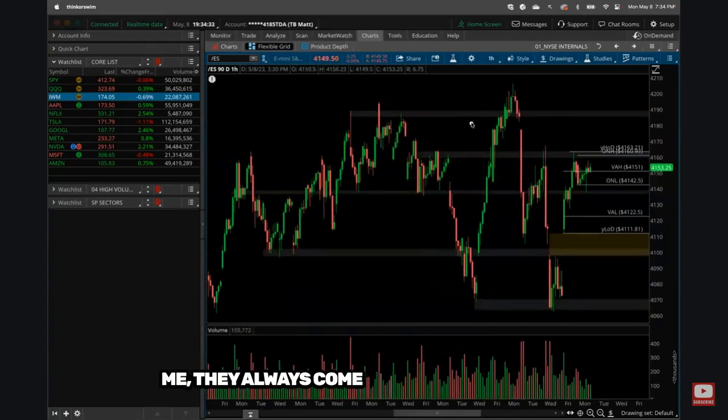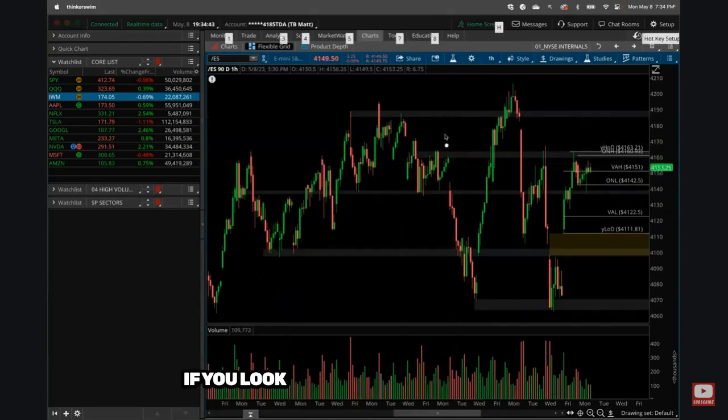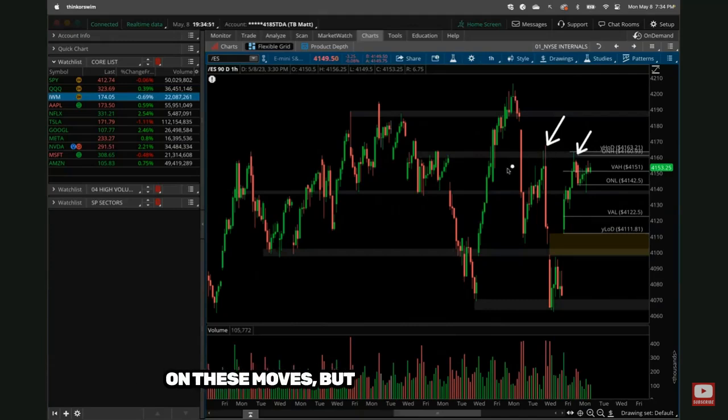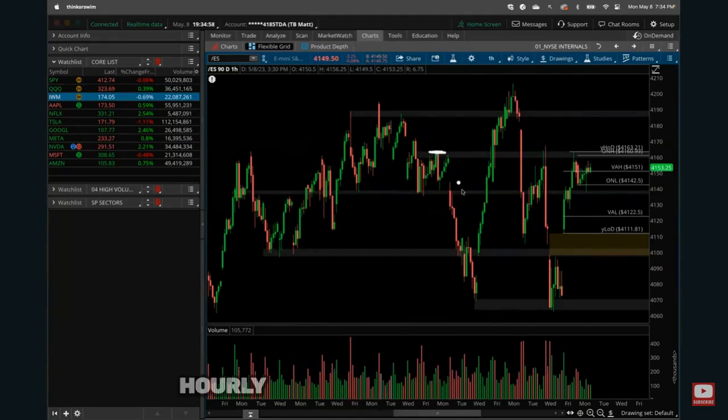So to bring it back to the original question, we're just mapping these areas of interest. And for me, they always come from the hourly time frame chart, and they always come from candle opens and closes. Don't cherry pick the wicks. For example, what do I mean by that? If you look at this here, it might look like we're cherry picking the wicks in this example based on these moves, but this is after the zone is already established based on this rejection right here. The open and close of those two bars on the hourly chart define the level. And then as we move forward through time, it just so happens that these upper wicks test the area and we back off on the hourly, test the area and back off on the hourly.